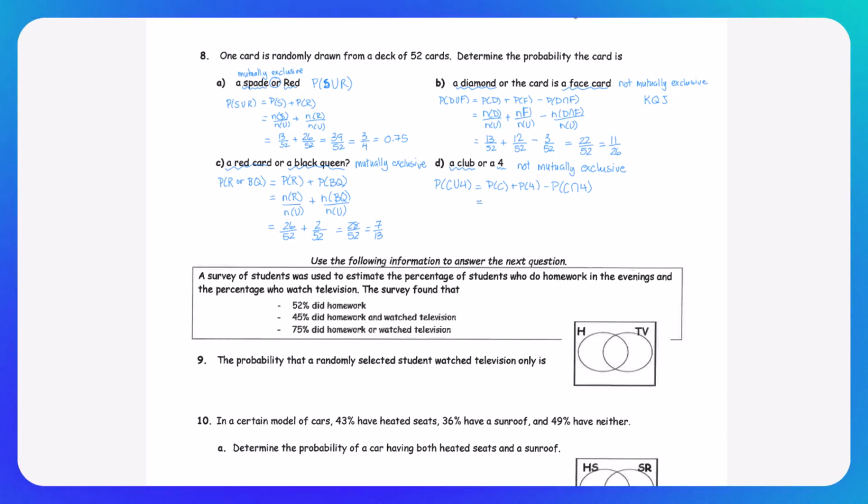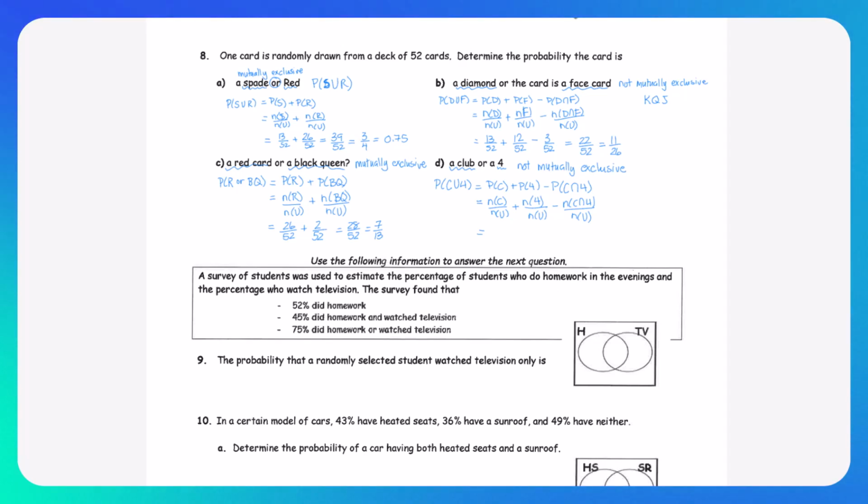Well, what is the probability of club? Well, we need to know the number of the club over the number in the universal. And I know I'm writing this all out and it seems like a lot, but it lets the person who's marking it know that you know what you're doing. So let's just always write out our formulas to be very clear.